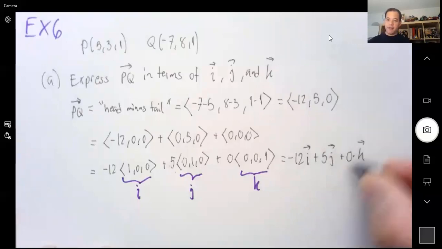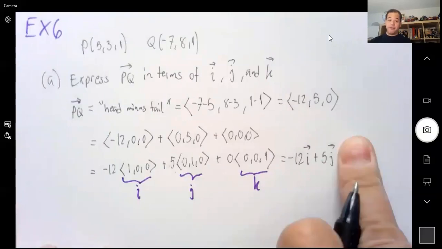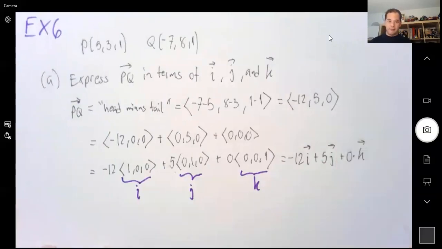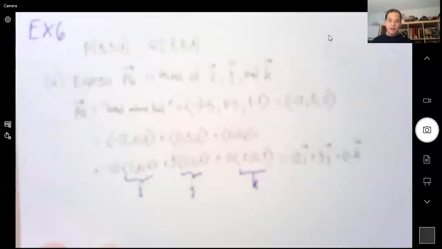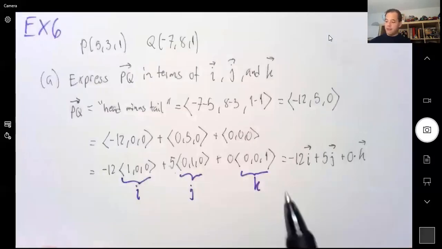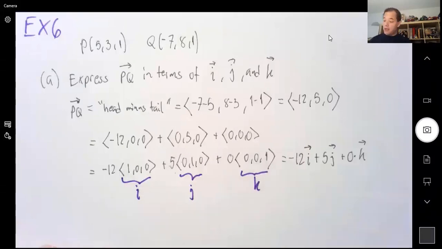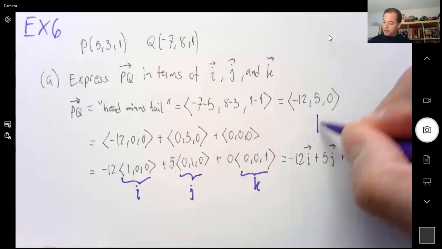You don't need to write this part, by the way. The 0K, if you want to just not write it, that's perfectly fine. Because not adding anything or adding 0 is exactly the same. Okay? So notice how you don't need to do this work next time also. I mean, I did it right now to show you how it happens. But in reality, you can go from here to here directly. Not a problem.